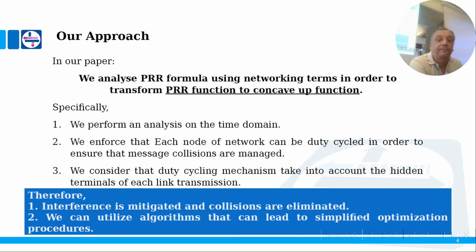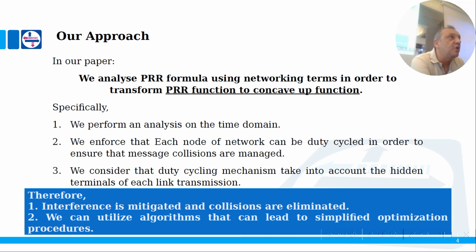Okay, so we consider that the duty cycle mechanism will take into account the hidden terminals of its transmission. The hidden terminal is when we have two sets of nodes and one of them is within the range of the other without it knowing its presence. So as you can imagine, if we both transmit, then since one of the nodes is within the range of the transmitting nodes, we will have a packet drop without knowing the presence. If we know the presence of the node, it's called an exposed terminal. So basically, with our approach, the interference is mitigated and collisions are eliminated.